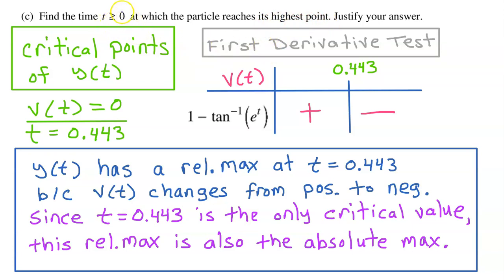But that only works when they give you an interval with endpoints. If they don't give you an interval with endpoints, check to see if there is only one critical value. If so, any relative max will automatically be the absolute max, and any relative min is also the absolute min.